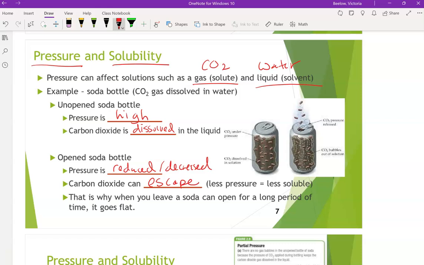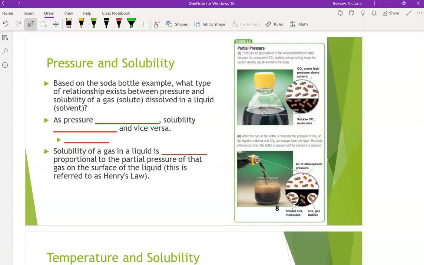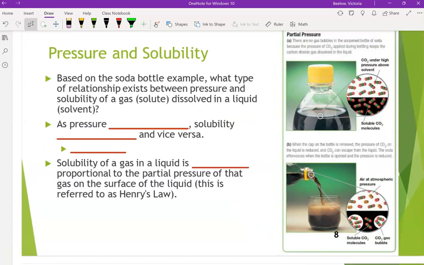If you have less pressure, that means less soluble, meaning that carbon dioxide is no longer going to stay dissolved in the liquid. So that's why it gets flat when you leave it open for a very long time. Now we start to understand the relationship between pressure and solubility.